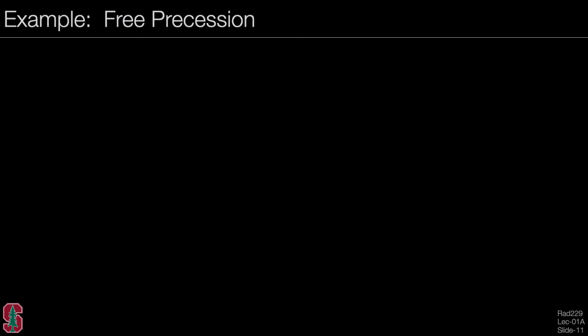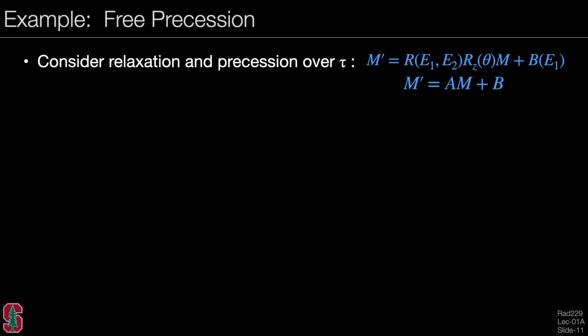So in this example, we're actually going to look at free precession. We're going to consider relaxation and precession over some interval tau. So here, remember that the magnetization, what we've done is we've applied the rotation first and then the relaxation following this. And overall, again, the m after this interval is written as m equals A times m plus b.